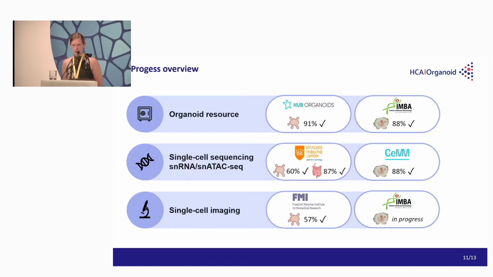And the single-cell imaging is lagging a bit behind, but we are ramping up a lot, and also our partners at IMBA, who are doing the imaging of the brain organoids, are doing this now at full speed and high throughput.